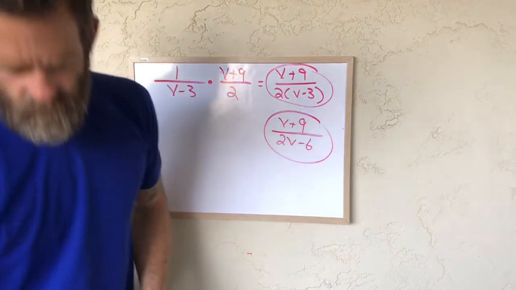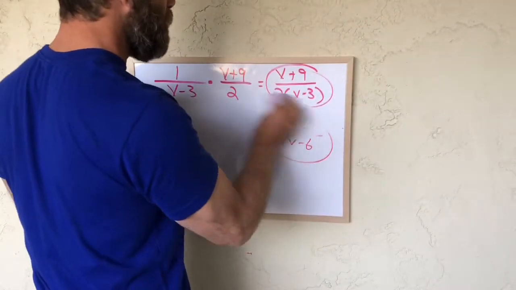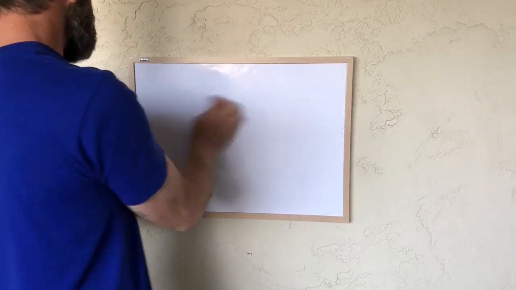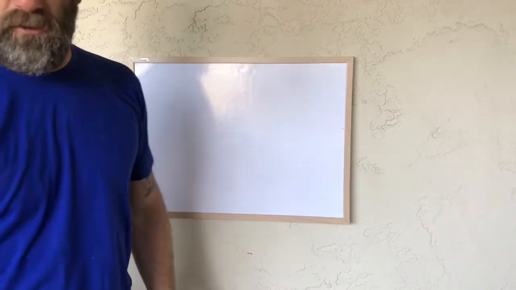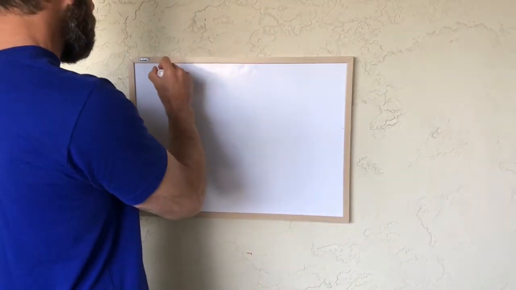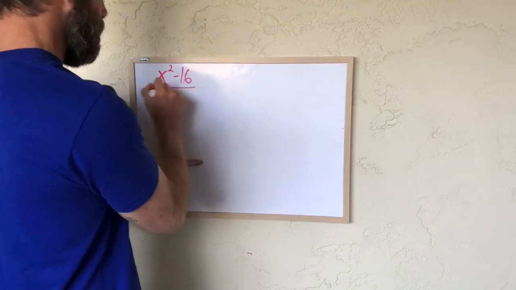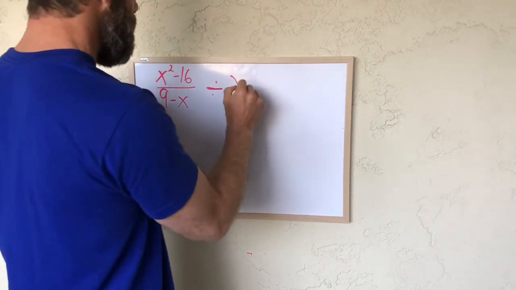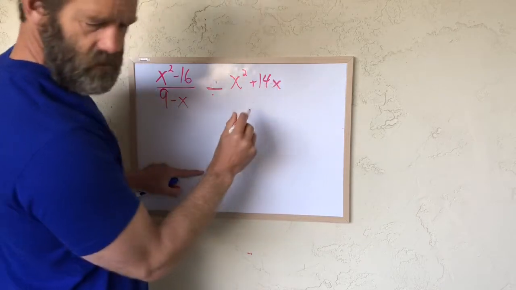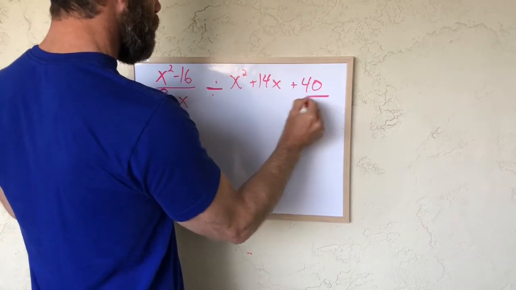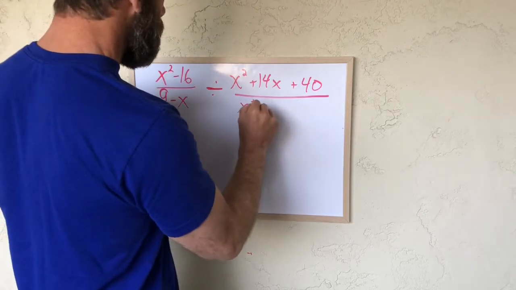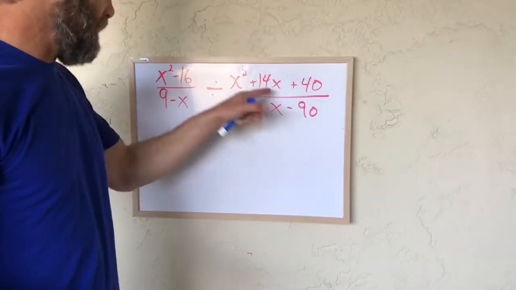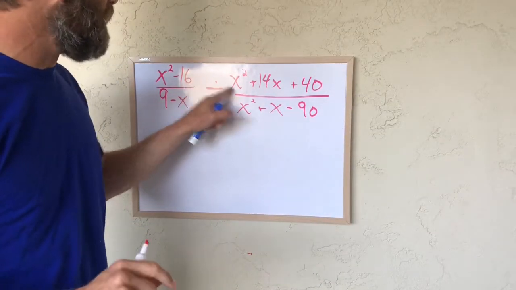Okay, now we're going to get into a couple more difficult ones. If you remember with dividing fractions, once again, this is a STEM class, so I think most of you will remember. The next example question, see if you can do this on your own. I'll write it up here: x squared minus 16 over 9 minus x, divided by x squared plus 14x plus 40 over x squared plus x minus 90. Pause the video, see if you can do this, but remember that trick with dividing fractions.